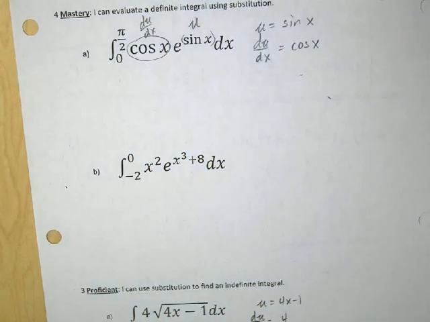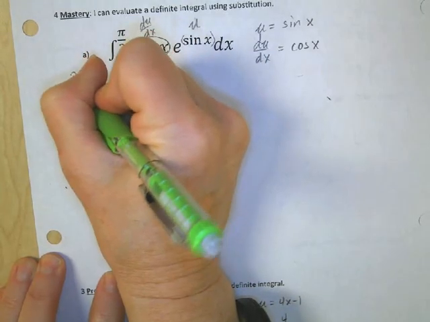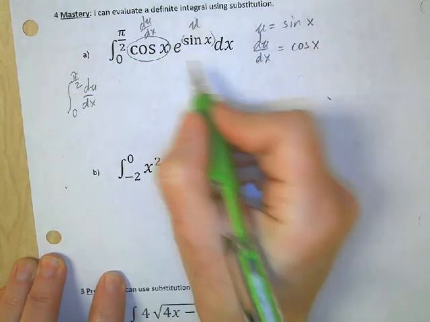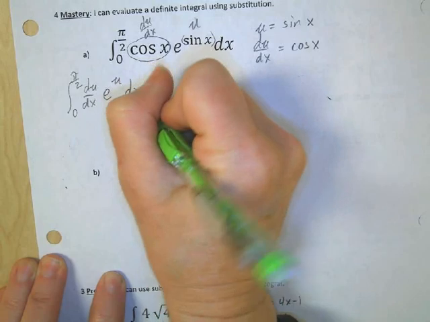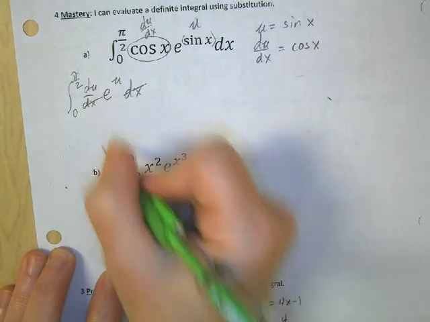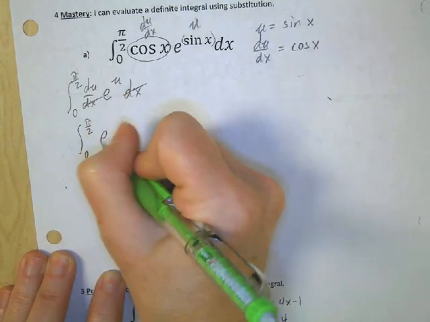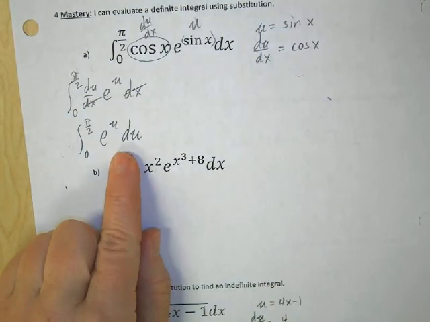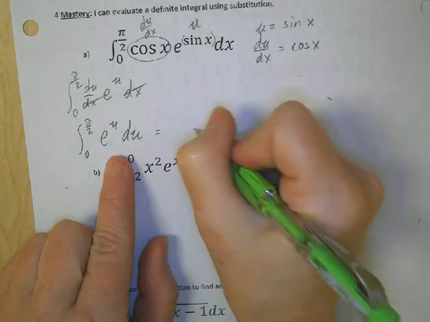So now I'm going to rewrite this. So 0 to pi over 2 du/dx e to the u dx. I can cancel out my dx's, and I'm left with, from 0 to pi over 2, e to the u du. So I just rearrange those. Now I'm going to take the antiderivative of e to the u, which, fortunately, is just e to the u.